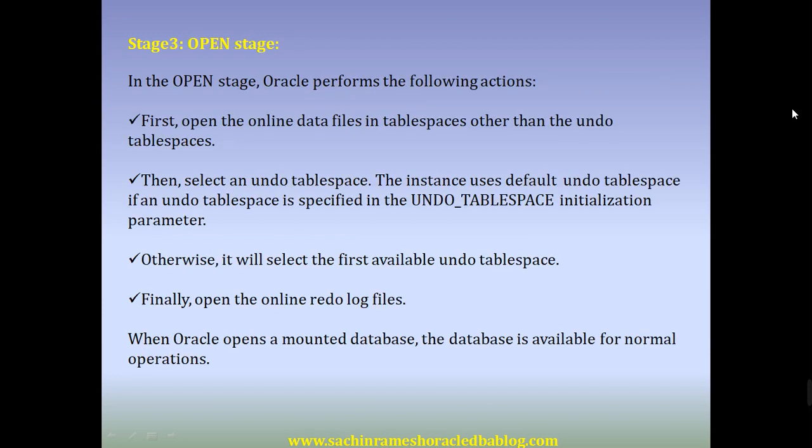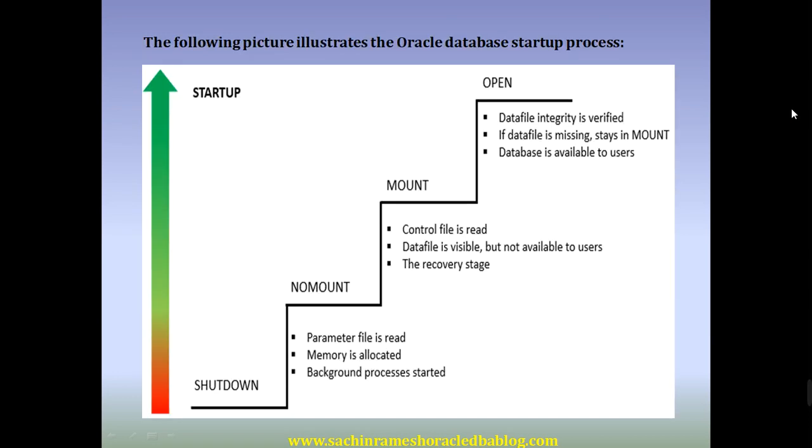Let's move on. Stage 3, open stage. In the open stage, Oracle performs the following actions. First, open the online data files and tablespaces other than the undo tablespaces. Then, select an undo tablespace. The instance uses the default undo tablespace if a tablespace is specified in the undo tablespace initialization parameter. Otherwise, it will select the first available undo tablespace. Finally, open the online redo log files. When Oracle opens a mounted database, the database is available for normal operations to the users.